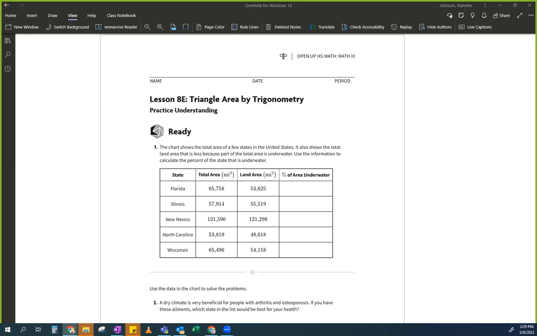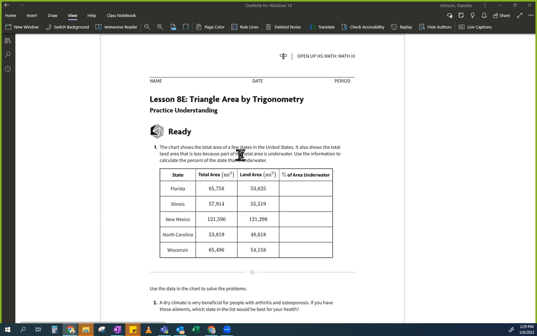Okay, so we are continuing on 5.8. This is the ready, set, go problems. We're going to do 1 through 4. This has nothing to do with trig or anything like that. It's just getting you ready for the next thing.